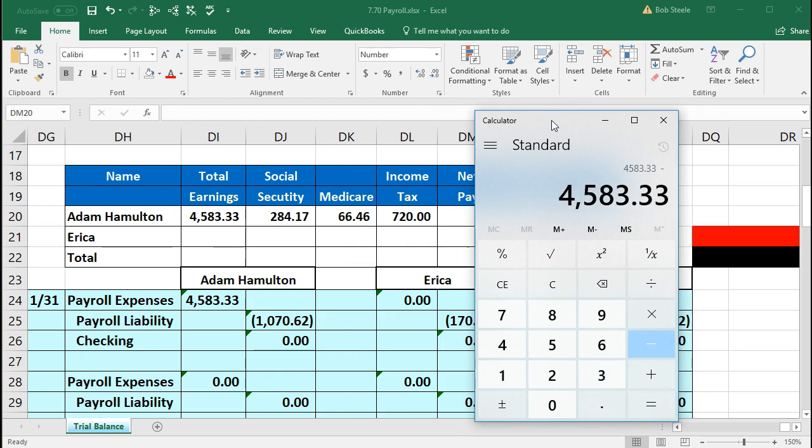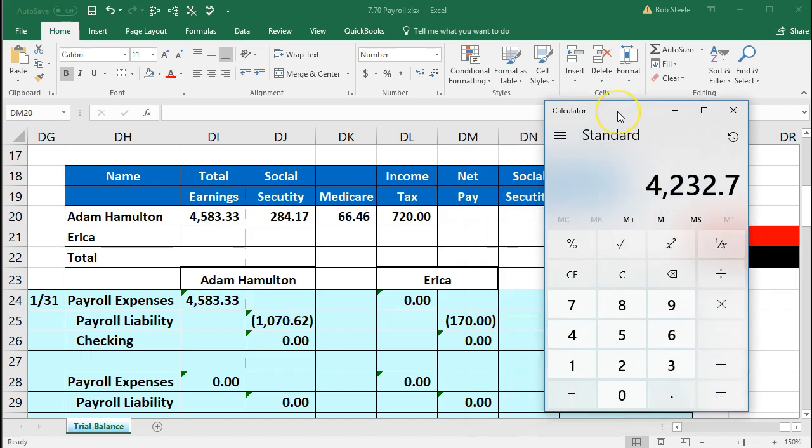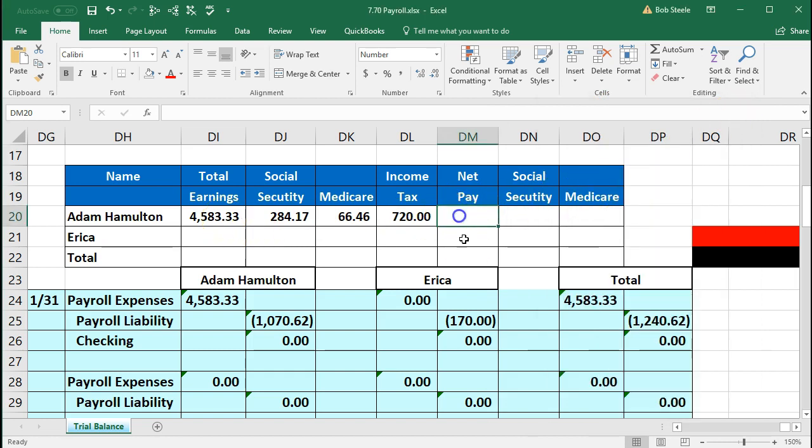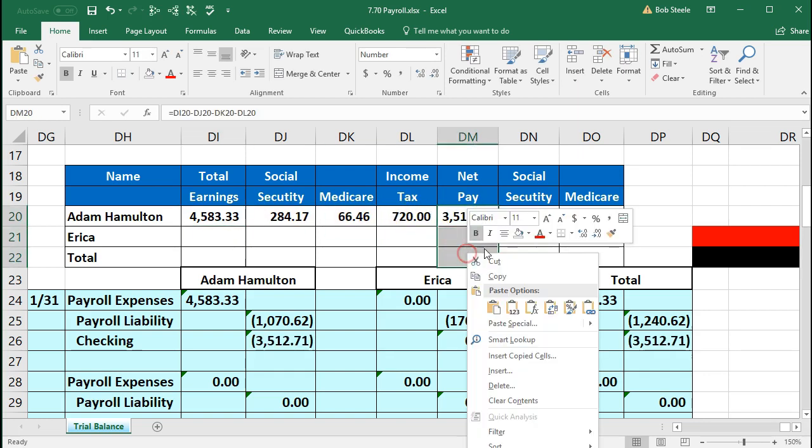So that means that the net pay is going to be 4583.33, what he actually earned, minus 284.17, minus 66.46, and that gives us the net check. So this is what he's actually going to get. That's what was actually earned by Adam. So let's do that calculation one more time. I'm going to say that the net check equals this number, what was earned, minus the Social Security, minus the Medicare, minus the income tax that we're taking out of the check. That's the check that will actually be received. So I'll make this green. This is what they're actually going to get.